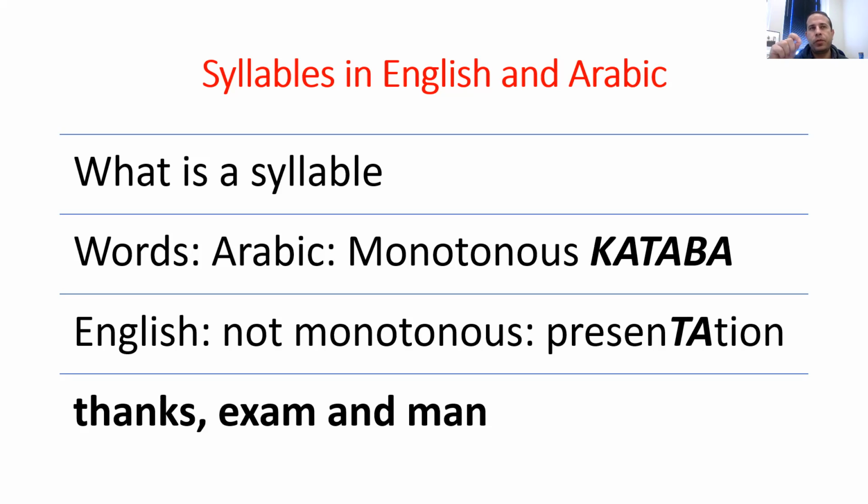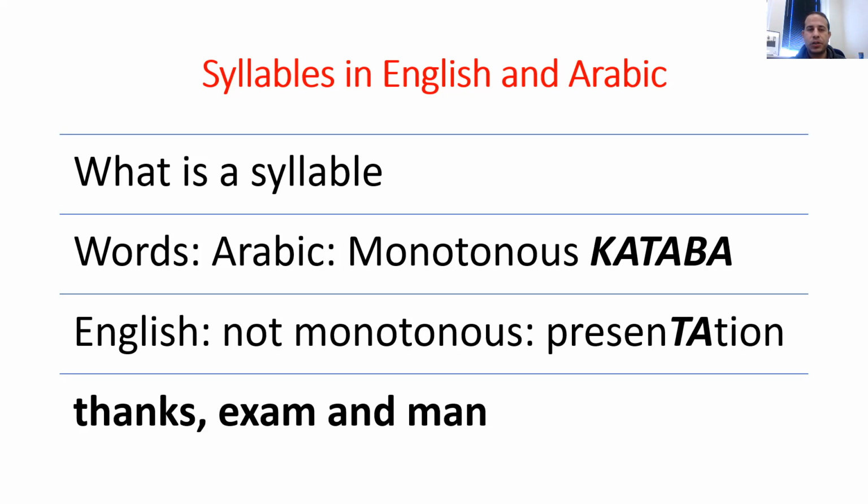So whenever we have an Arabic word, you will have the same pronunciation in a monotonous way. If we think of the word "to write down," which is kataba in Arabic, we will find that all the syllables are the same: consonant plus vowel, consonant plus vowel, and consonant plus vowel.